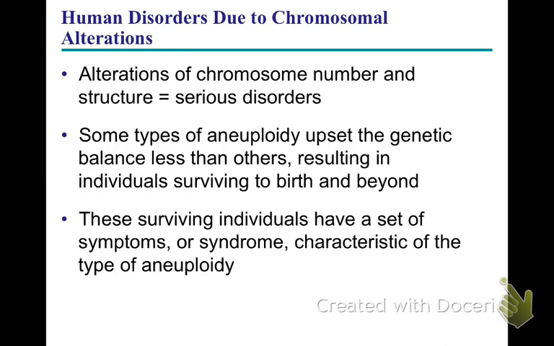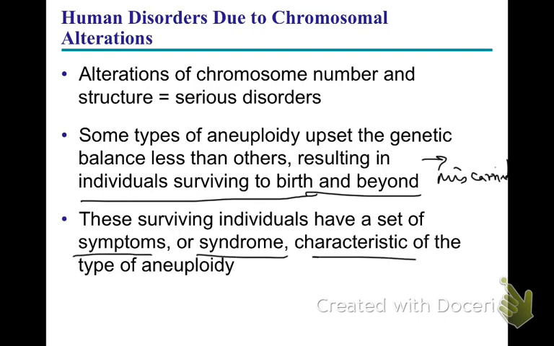So what are the different human disorders due to chromosomal alterations? Alterations of chromosome number and structure cause lots of serious disorders. Some types of aneuploidy upset the genetic balance less than others, in that the individuals survive birth and beyond for some time in some situations. Some of them are immediately miscarried and we don't even know why. The surviving individuals have some symptoms or a syndrome characteristic of a type of aneuploidy.